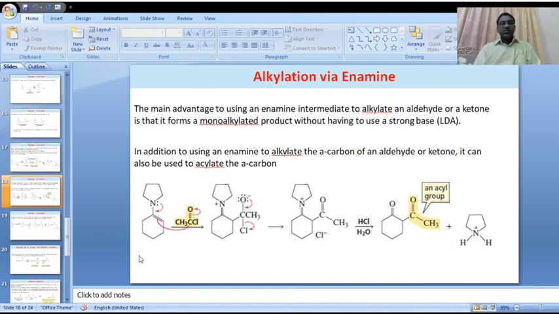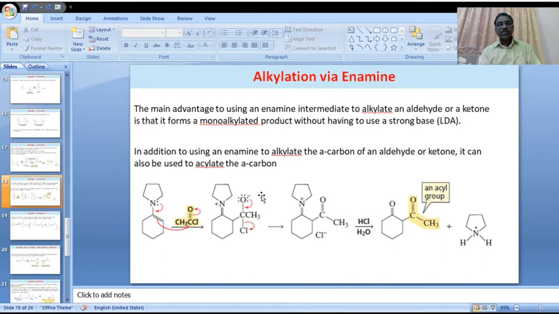Here, in addition to using an enamine to alkylate the alpha carbon of an aldehyde or ketone, it can also be used to acylate the alpha carbon. Here, acylation.